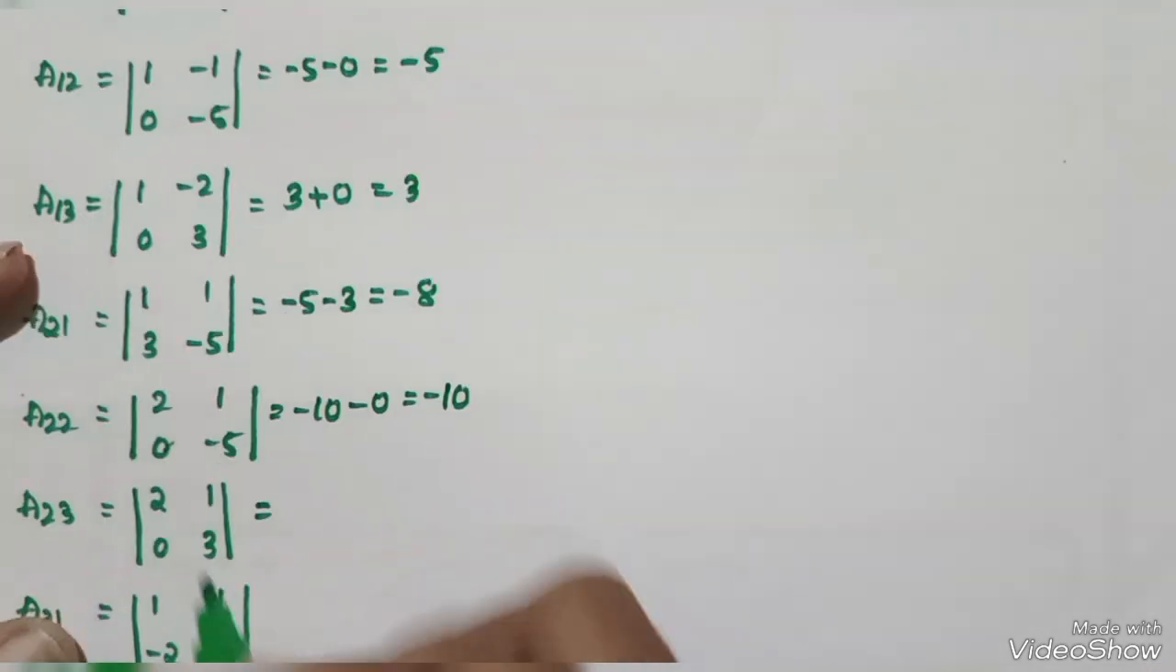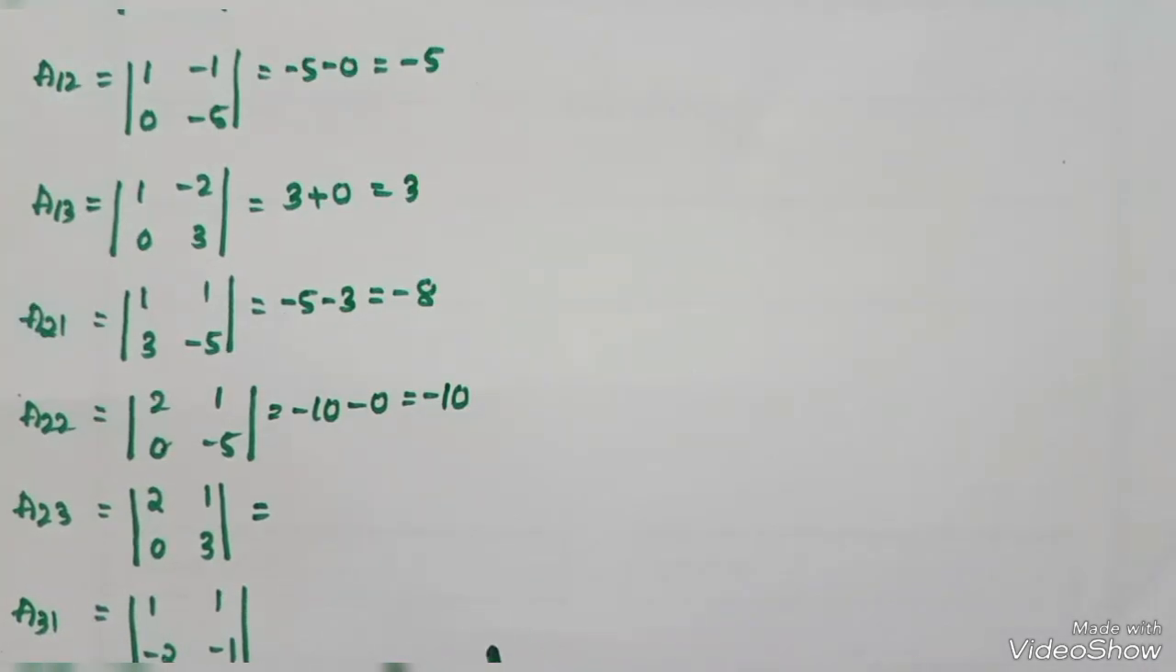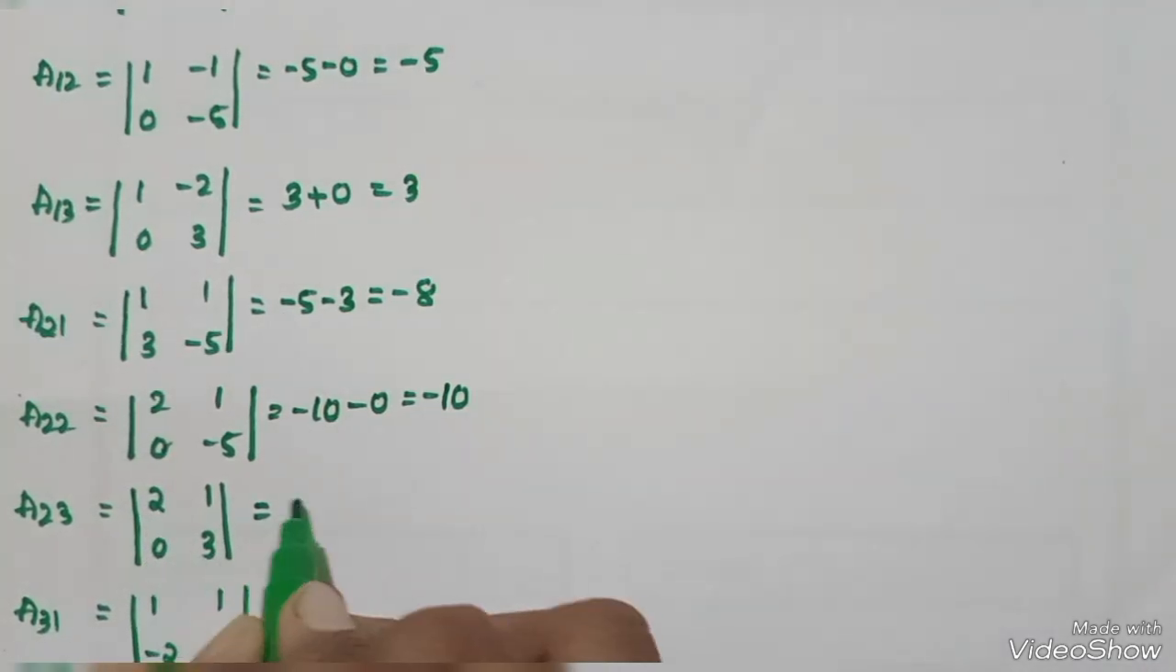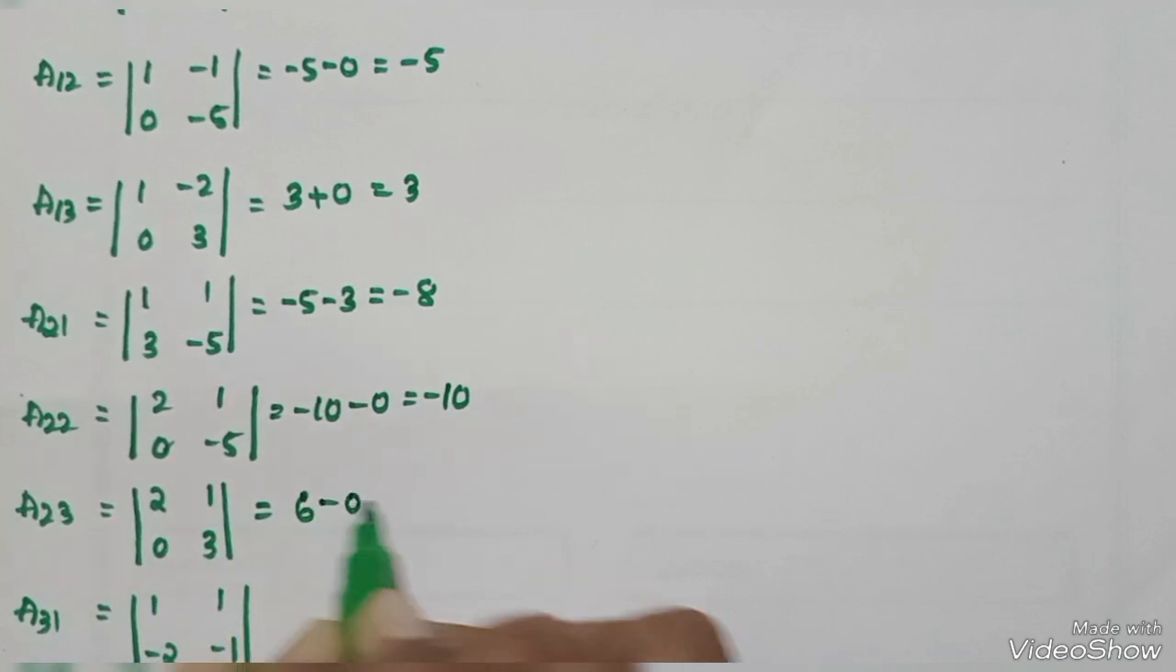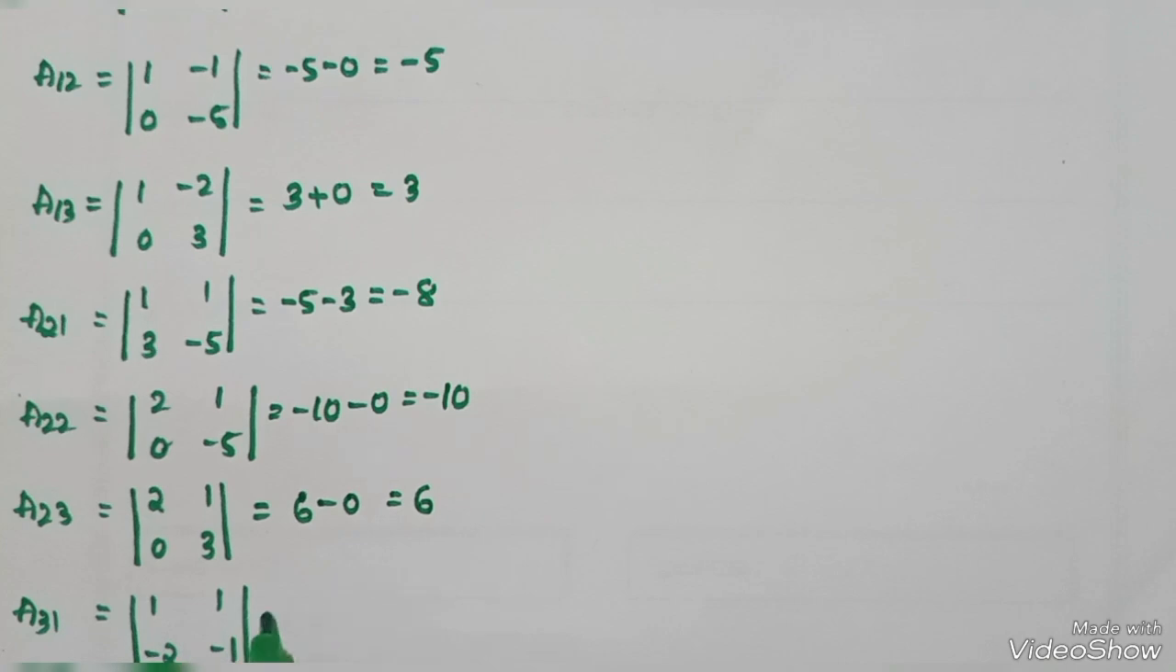Then the next one is 2 into 3, 6. 0 into 1, 0, it becomes 6. 1 into minus 1, minus 1. Minus 2 into 1, minus 2, there is a minus, it becomes plus 2.